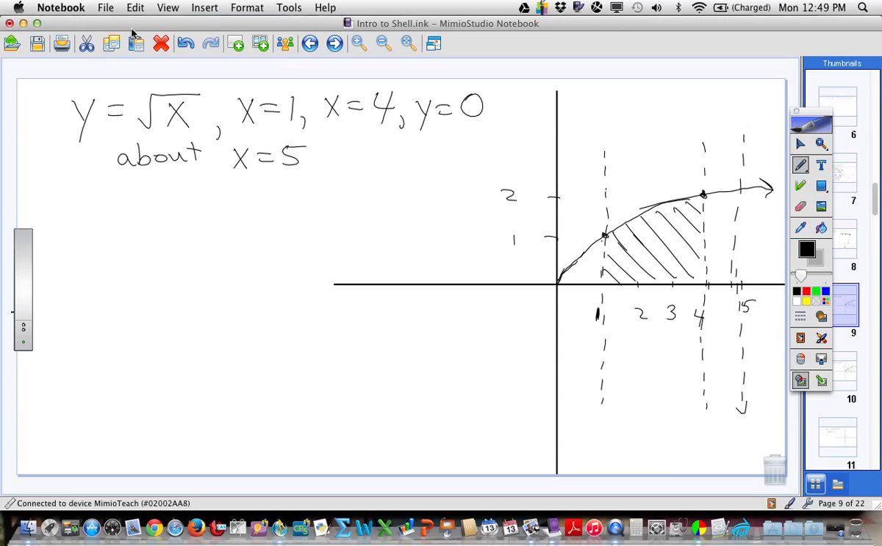Okay, does everybody agree this is a region? Yeah. Square root of x, top half of a parabola. Okay, say that again. Don't we have to split it into two pieces?